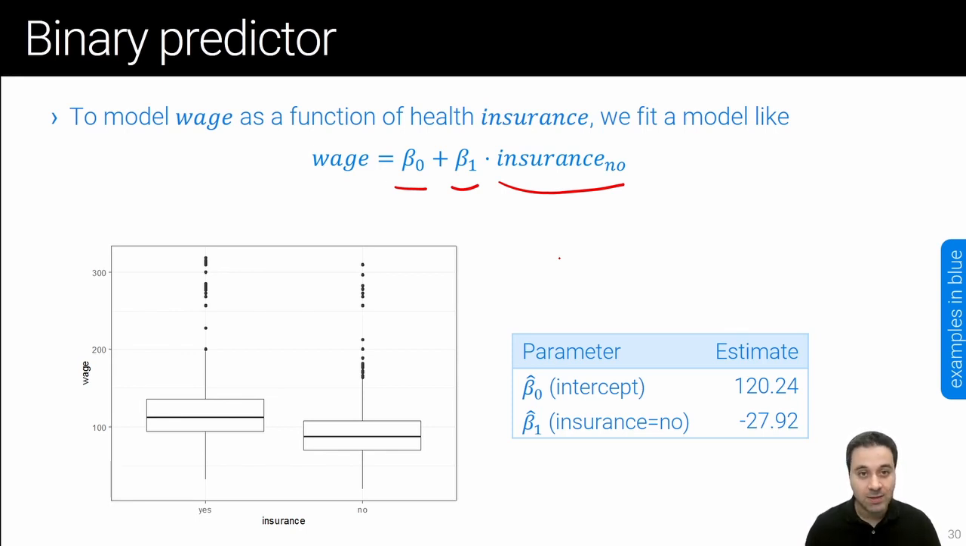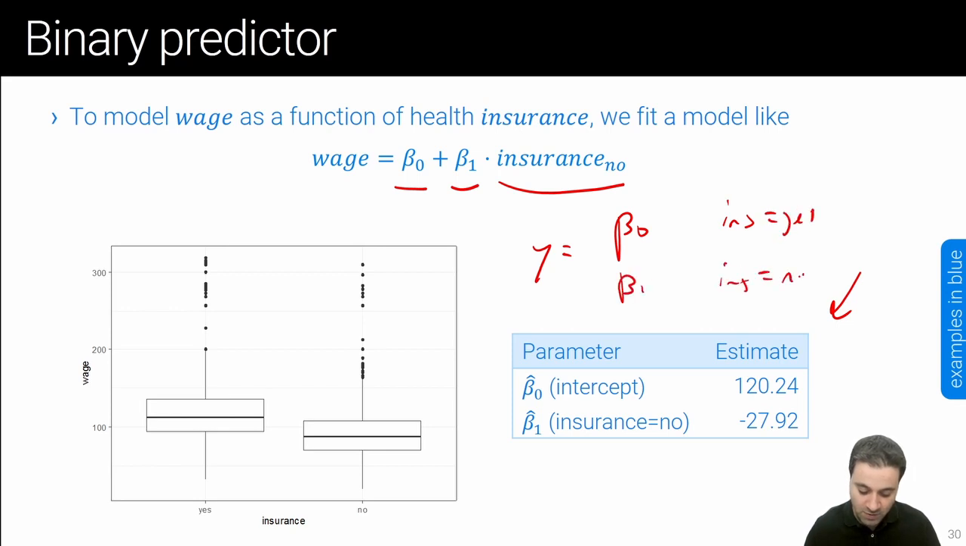So if we do OLS, we fit the model. These are the coefficients we would get from fitting the model. How do we interpret this? Well, beta 0, as we saw, would be the case in which insurance no equals 0, meaning insurance equals yes. So we have the estimate of 124 for beta 0. So again, the wage will be y equal beta 0 if insurance equal yes, and we will have beta 1 plus beta 0 if insurance equal no. And so in this case, beta 0 would be the insurance yes, and it's what we see here in the box plot. So this is telling us that the mean for the group yes equals beta 0, 120.